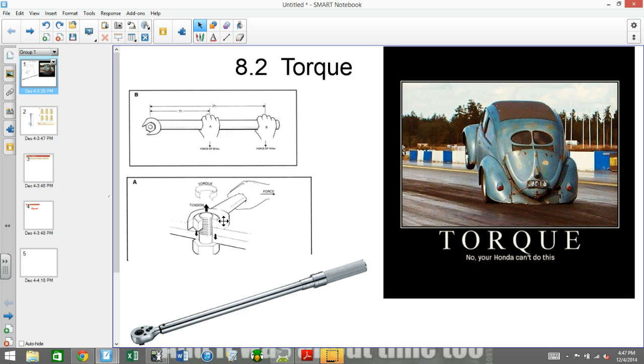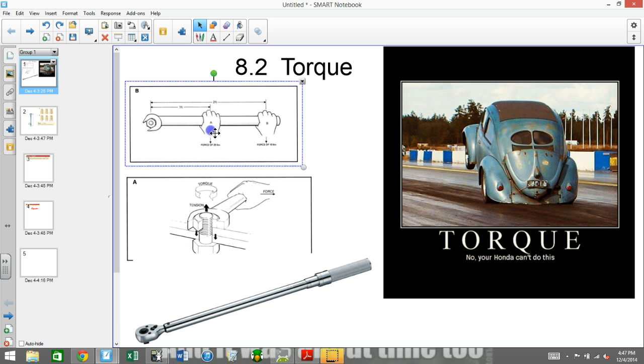So you've maybe heard the term torque before. I got a couple pictures. Maybe you've heard of a torque wrench. Maybe you've heard TV commercials where they talk about trucks having lots of torque. Torque is the ability for a force to turn something. So we're going to talk about torque, how it relates to different physics problems.